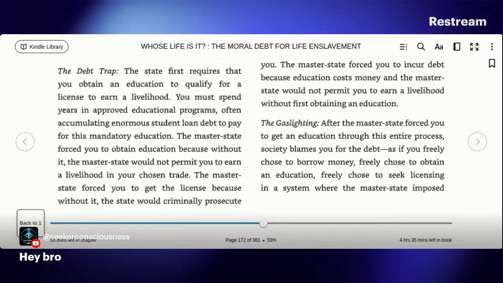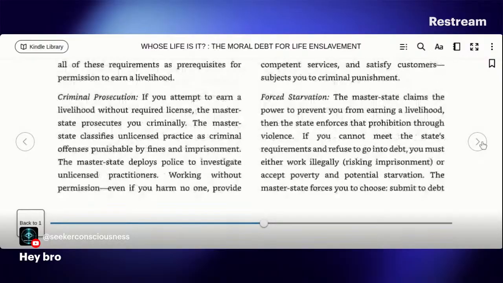The gaslighting. After the master state forces you to get an education, through this entire process, society blames you for the debt, as if you freely chose to borrow money, freely chose to obtain an education, freely chose to seek licensing in a system where the master state imposed all of these conditions as prerequisites for permission to earn a livelihood. If you attempt to earn a livelihood without a license, the master state prosecutes you criminally.